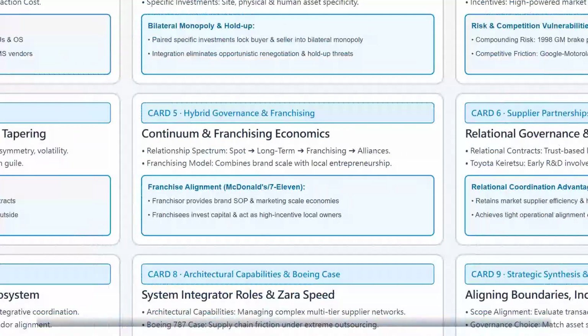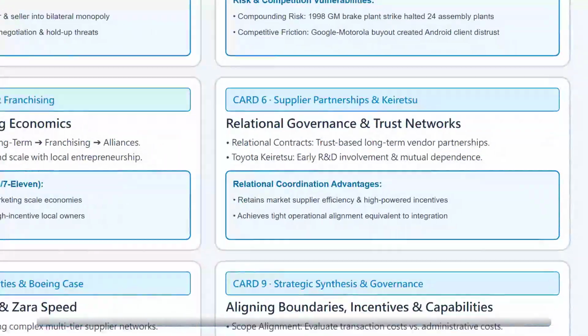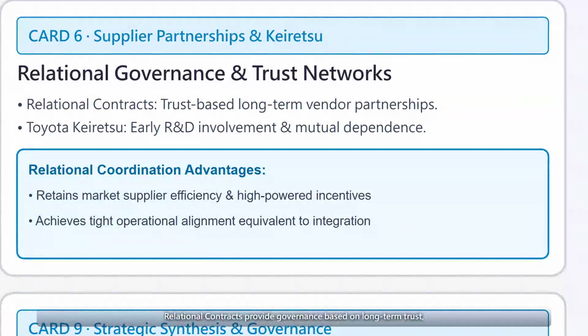For B2B supply chains, relational contracts provide governance based on long-term trust, mutual dependence, and corporate reputation. Toyota's Keiretsu supplier network exemplifies this approach. Toyota maintains long-term partnerships with independent Tier 1 suppliers who participate early in vehicle design. Suppliers retain high-powered market incentives and independent scale, while Toyota gains tight operational coordination and trust equivalent to vertical integration without rigid asset ownership.